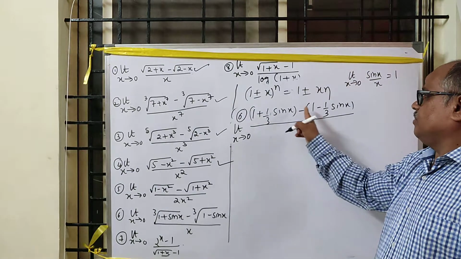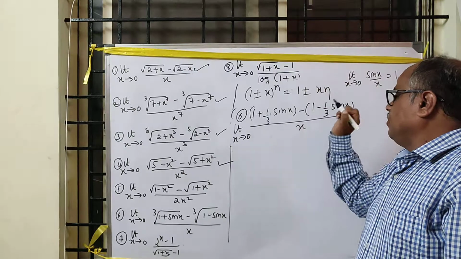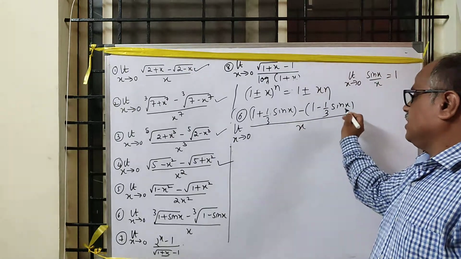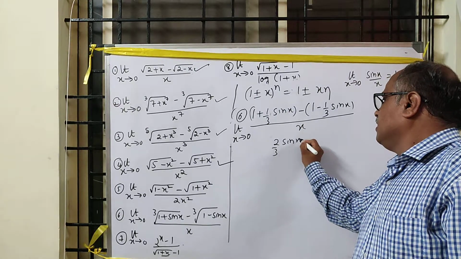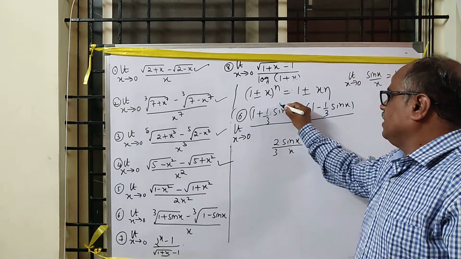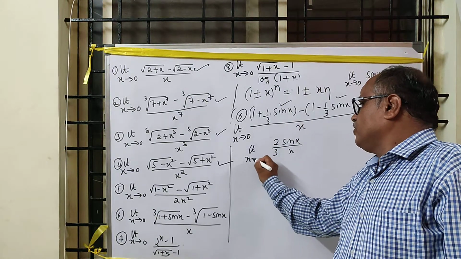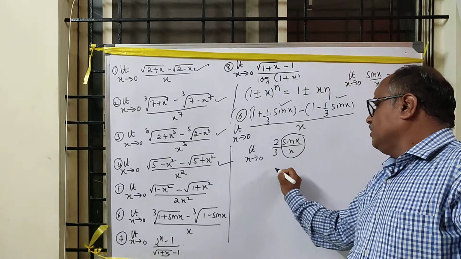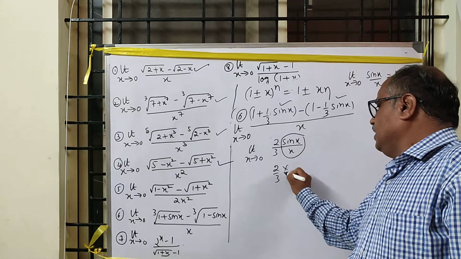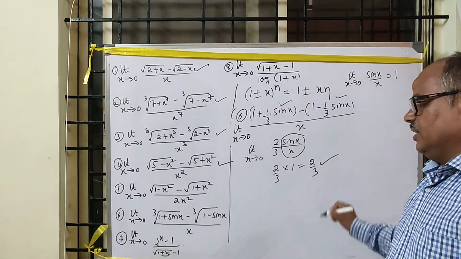So minus 1 plus 1 get cancelled to each other. Minus into minus plus 1 by 3 sin x, plus 1 by 3 sin x, 2 by 3 sin x divided by x. This one, addition. Limit x tends to 0, sin x by x is 1. 2 by 3 into 1 is 2 by 3, the answer for this.